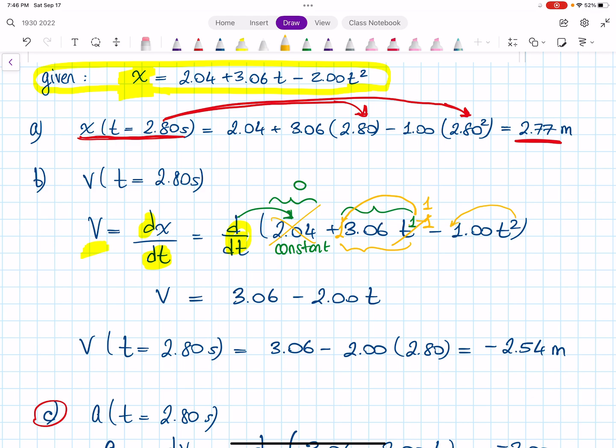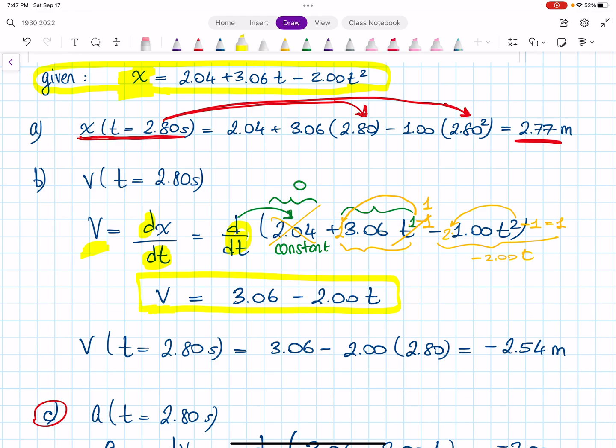What's going to happen? The 2 is going to come down, 2. And the exponent 2 minus 1 will give you 1. So what am I getting from the third term? I'm getting negative 2.00 followed by t. So which is why you will go to the next line. See here the velocity equation.